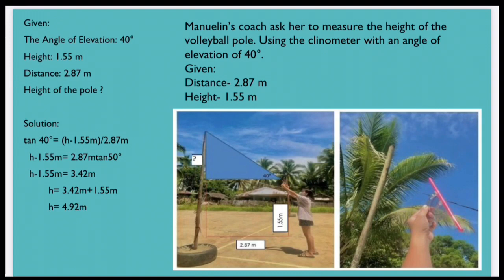So the height is equal to 3.42 meters plus 1.55 meters. So the height of the pole is 4.92 meters.